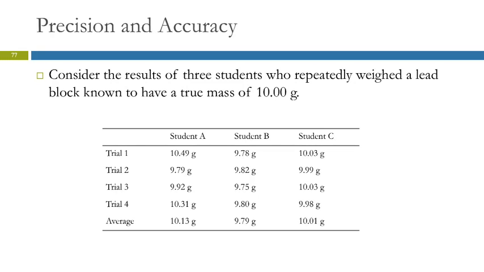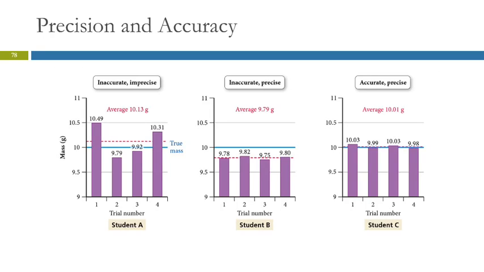grams. It's a little tricky to just look at this table of numbers and see what's going on. Scientists use graphs to make numbers more visual. So we could graph the data that these students got. Student A, B, and C. So trial 1, we see the height of the line is equal to the mass.